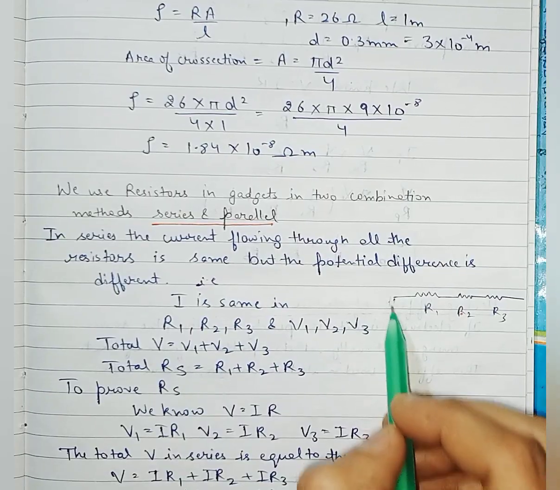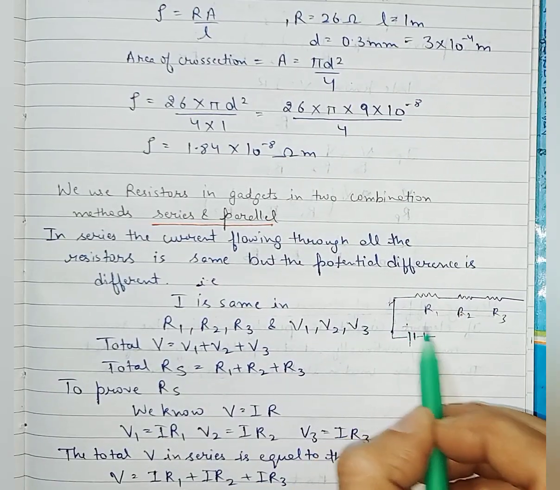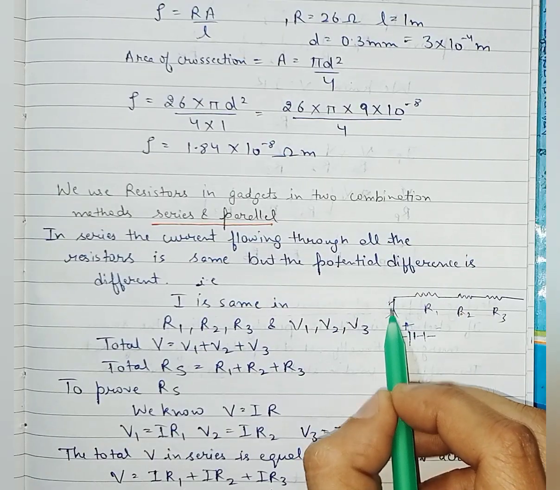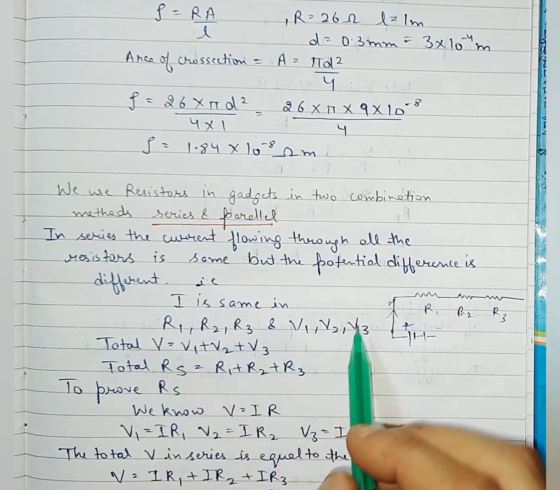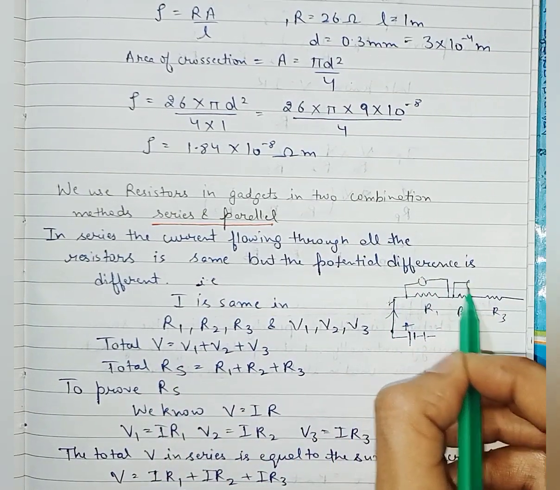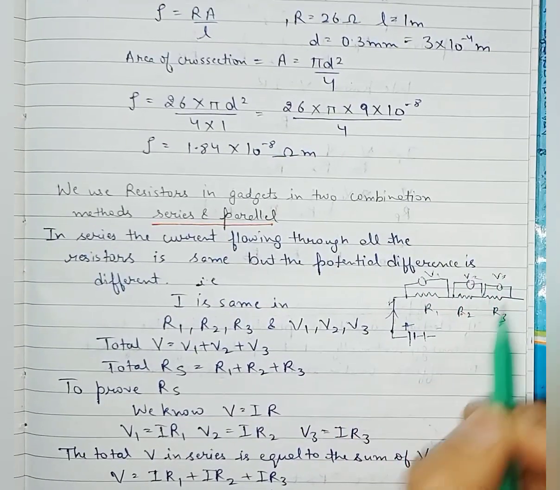So the current flowing through them is the same. As you can see, the current will go to first R1, then to R2 and R3. But the potential difference, which we measure using a voltmeter, is different for all the resistors. This is V1, V2 and V3.